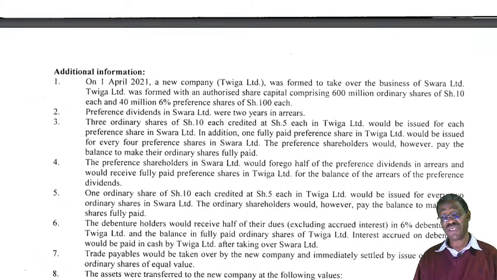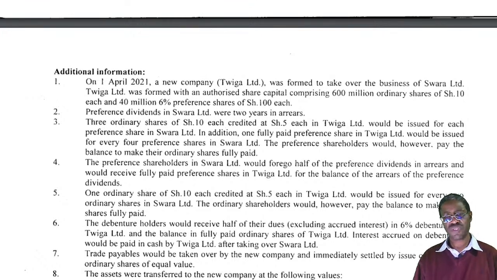In Twigger Limited would be issued for each preference share in SWARA Limited. In addition, one fully paid preference share in Twigger Limited would be issued for every four preference shares in SWARA. The preference shareholders would, however, pay the balance to make their shares fully paid.